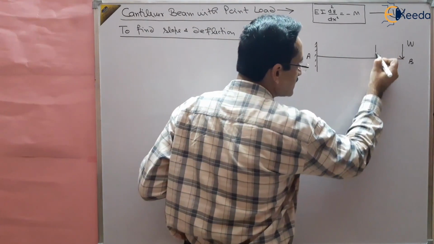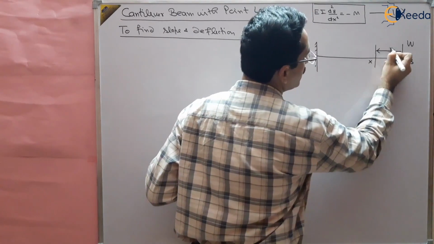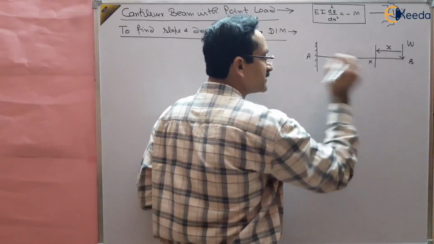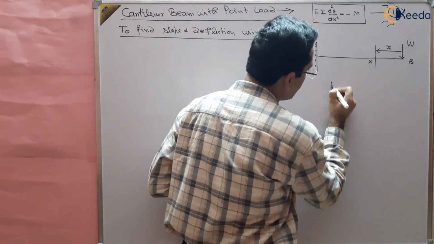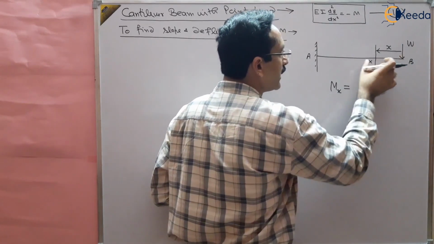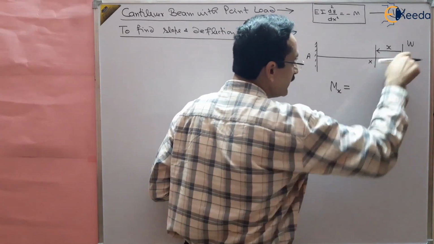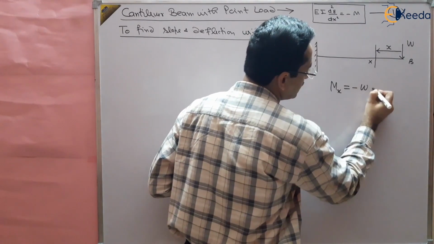So if we take a section here at a distance x from the free end, and find out the bending moment here, what will be the bending moment here? That is Mx. That will be equal to W multiplied by the distance, right? And it will be negative because it is a hogging bending moment. So this is minus Wx.